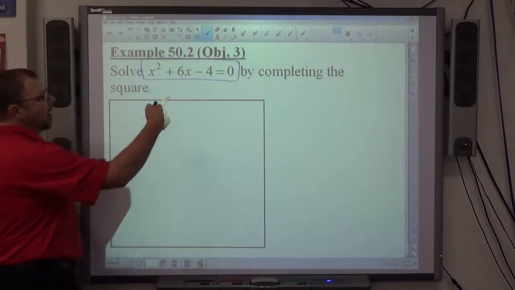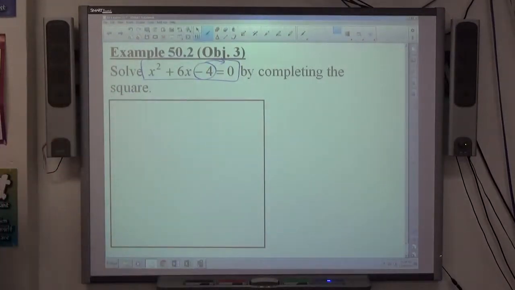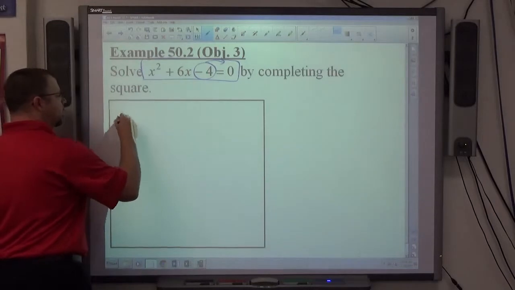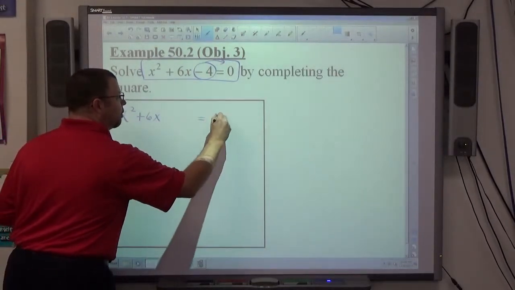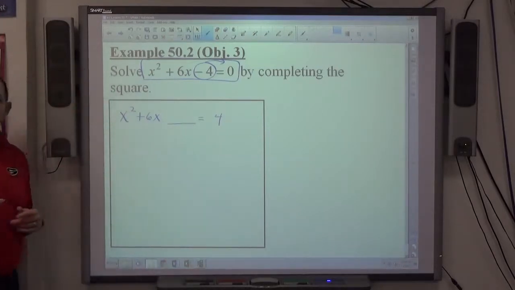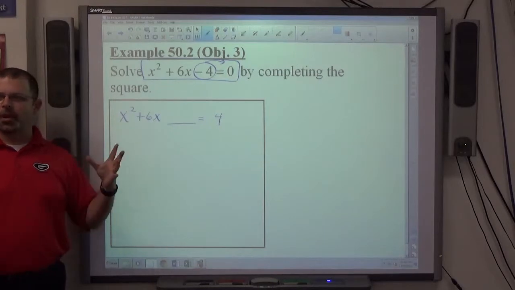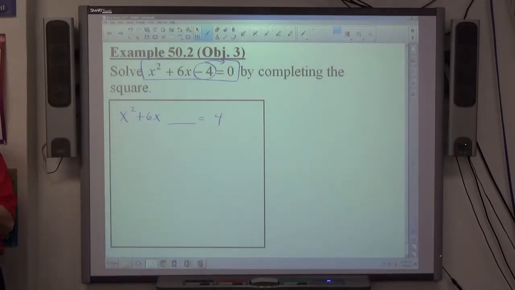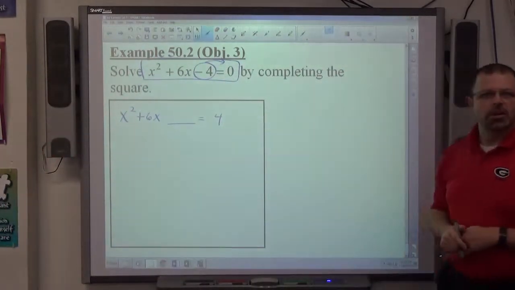Step 2 says to move the constant, being the thing without x, to the other side, leaving a gap. So here's what I mean by leave a gap. x squared plus 6x, gap, equals 4. The reason I'm leaving a gap is because I know ahead of time I'm supposed to add something to both sides. So I'm leaving myself some space to put it in there so my work doesn't become all crammed into a tiny spot. I'm leaving myself some space to put something there that I know has to go there. That's what step 2 is going to look like every single time.